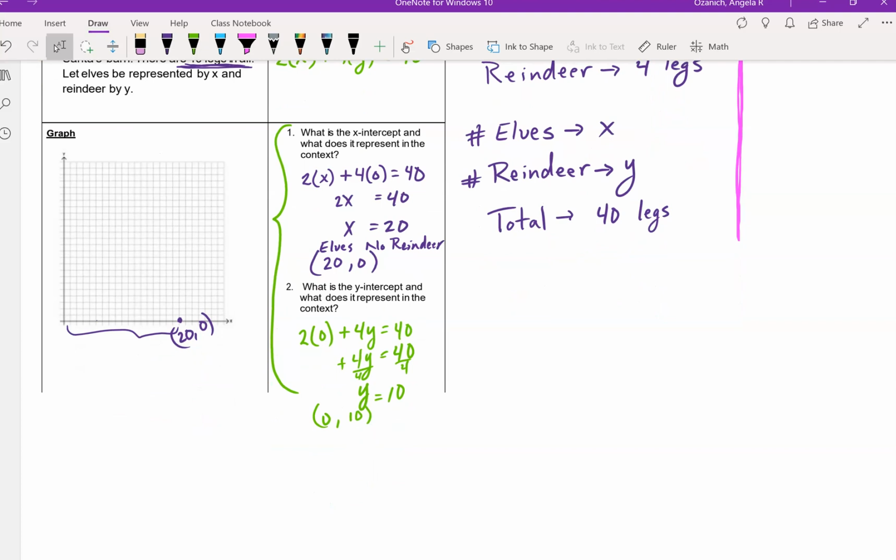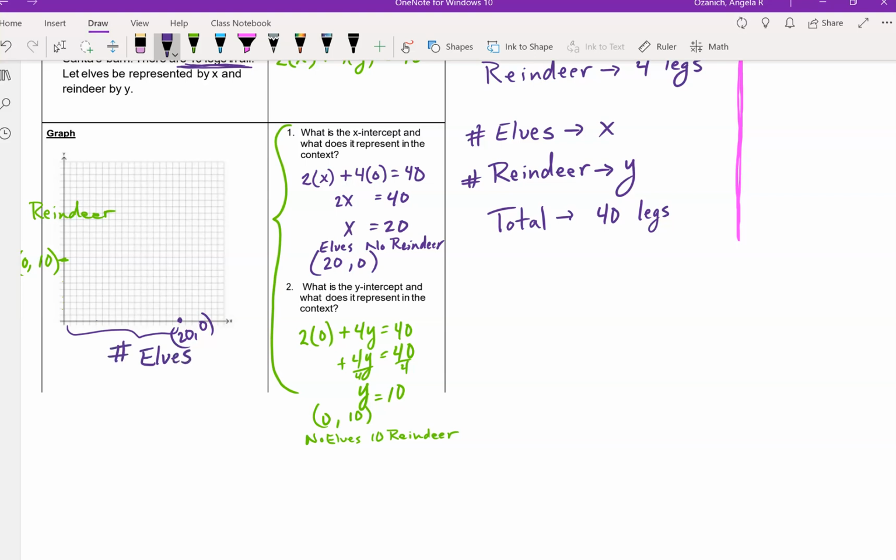What does this mean in context? This means that we would have no elves. That would be a situation where there were no elves and there were 10 reindeer. So 1, 2, 3, 4, 5, 6, 7, 8, 9, 10. We'll put 10 about here, and that is the point (0, 10). The y side of our graph represents reindeer, and the x part of our graph represents the number of elves.